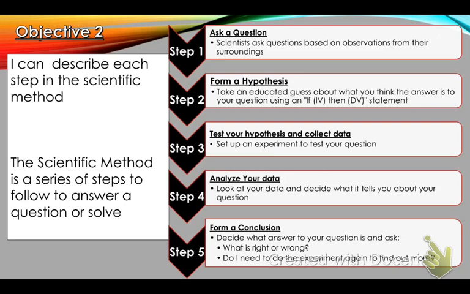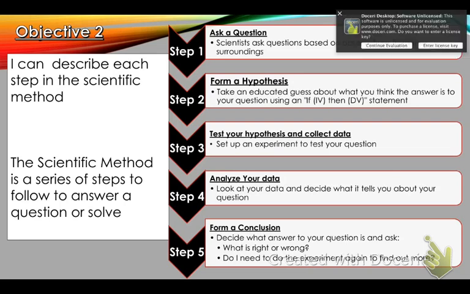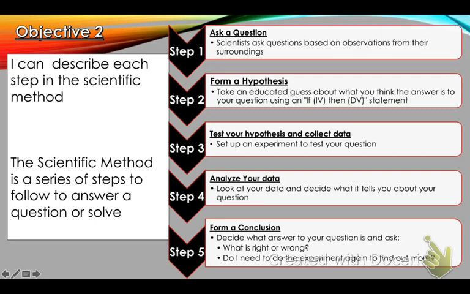So the fifth step is to form a conclusion. Now, you have to decide what the answer to your question is and ask what is right or wrong. Do I need to do the experiment again to find out more? So, you are forming a conclusion. Decide what the answer to your question is and ask, was my hypothesis right or wrong? Do I need to experiment again to find out more?